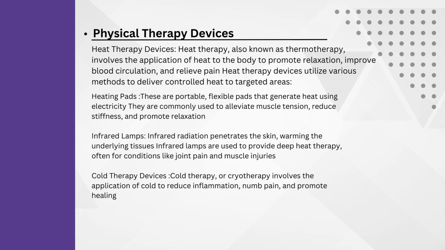Infrared lamps. Infrared radiation penetrates the skin, warming the underlying tissues. Infrared lamps are used to provide deep heat therapy, often for conditions like joint pain and muscle injuries. Cold therapy devices. Cold therapy or cryotherapy involves the application of cold to reduce inflammation, numb pain and promote healing. Cold therapy devices employ different mechanisms to deliver controlled cold to specific areas.